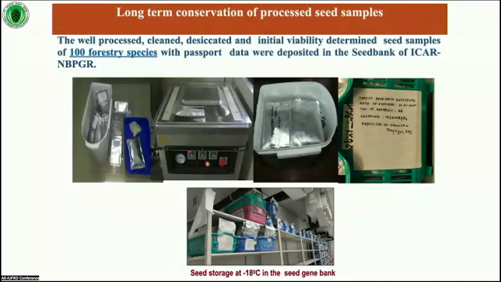Yeah, I'm here. For the long-term conservation of the processed seeds, the seeds of species were collected at optimal maturity from the identified seed sources. The seeds were cleaned and processed. Their quality, that is the initial viability and moisture content, was determined, and then they were desiccated gradually to safe moisture levels. Then they were packaged as per the standards of conservation of samples in the gene banks with all the passport data, and deposited in the seed bank of the National Bureau of Plant Genetic Resources.